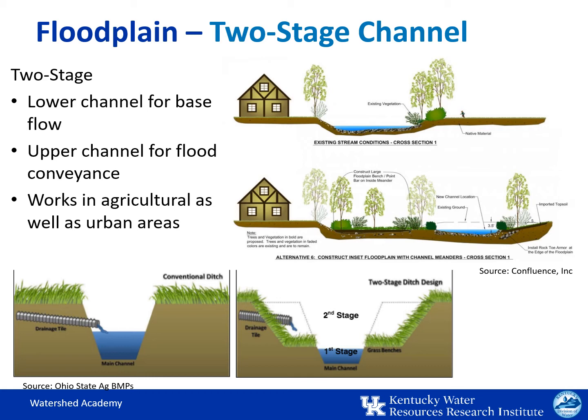At the bottom picture, you can see this is a common two-stage agricultural ditch design, but the same holds true in urban areas, in which you can see a floodplain, the stream is moved away from the housing, and you can add some habitat there as well.